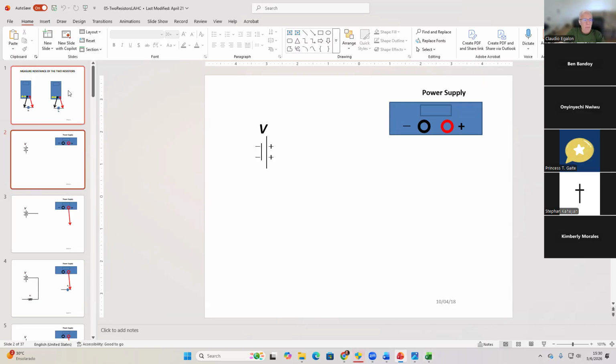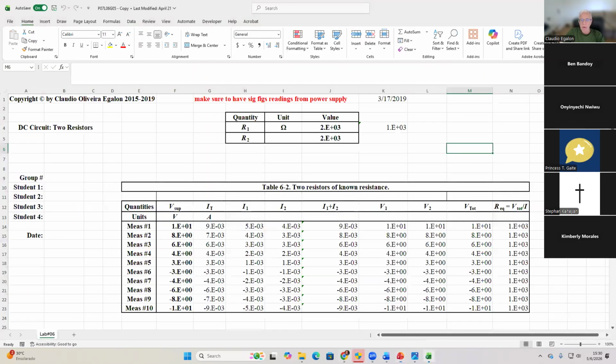And let's not forget, when we measure the resistances, we log it right here in the spreadsheet. Resistor 1 and resistor 2. Okay. Here are the electric potential measurements. They are almost the same value. And here is the current measurement. We have three separate current measurements.